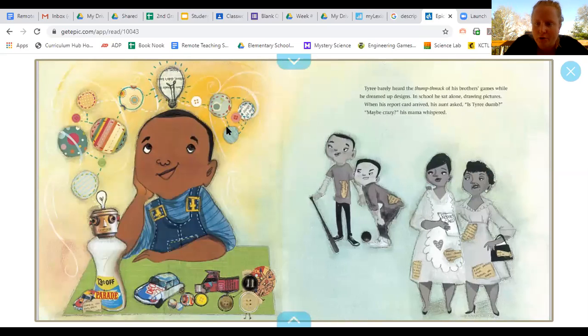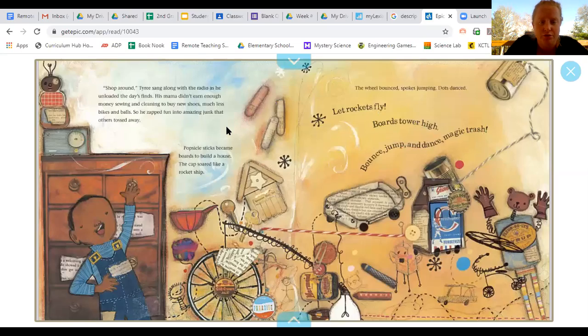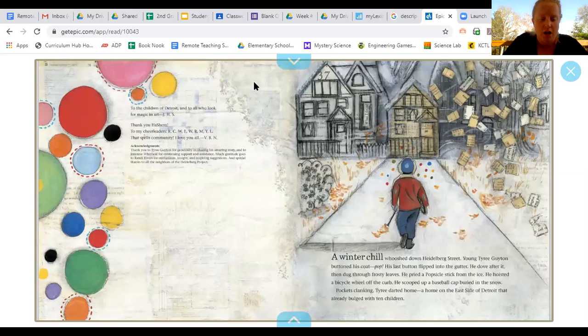As you're reading, if you come across more tricky words, I challenge you to use your strategies to figure it out on your own. Once you've watched this video and you've read up through those pages, page 11 in the Magic Trash book, go ahead and take the quiz. Make sure you're answering questions with complete sentences and using evidence from the book to support your answers.